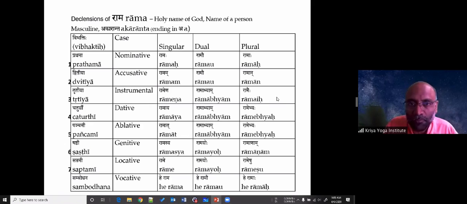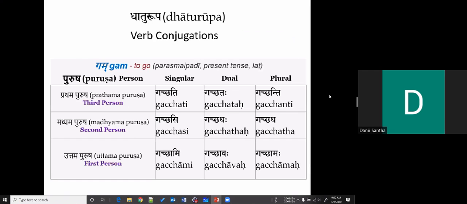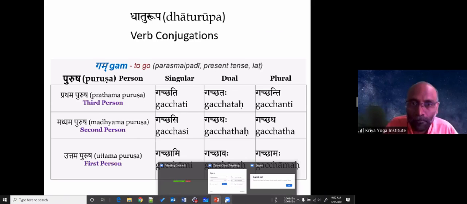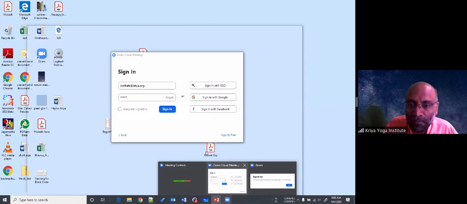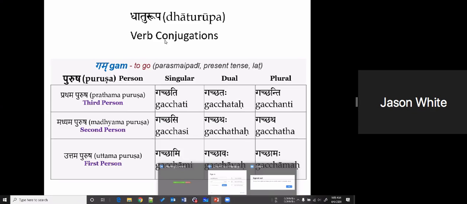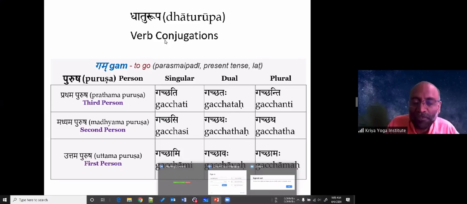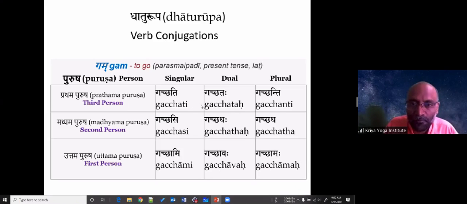Okay, so now we will go on to the next slide, that is Dhatu Rupa. We will do the same thing: I would chant one by one and you will repeat after me. This one would be more familiar to you because we have already worked on this table.